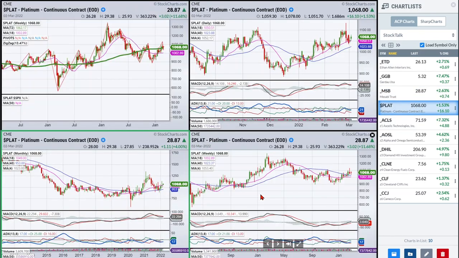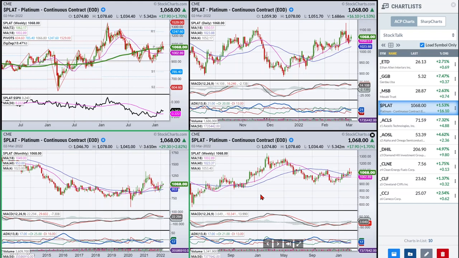So PLAT. Obviously, looking at the continuous contract here. Another really nice move to the upside on the monthly, you can see, but look at how it retraced the entire move to the upside and actually re-entered the breakout. So that causes it to lose upside momentum. And I do think 1100 is a problem.